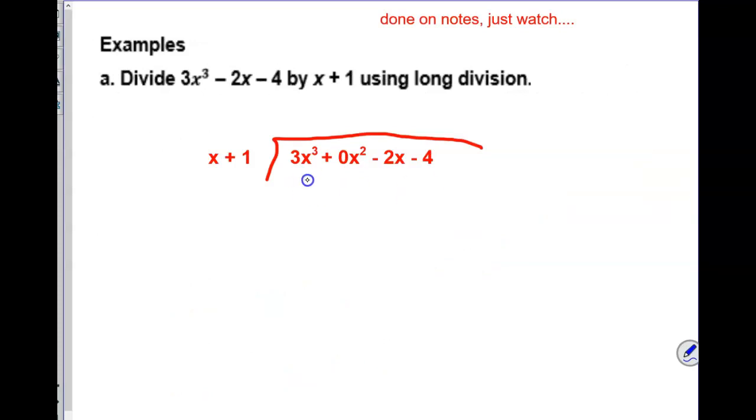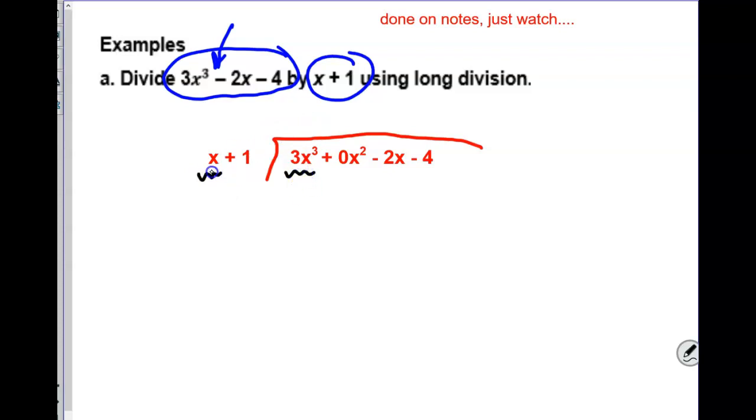All right, here's the example that's done on your page. I think it's already done there, isn't it? Okay, so we're supposed to divide this right here by x plus 1. So the x plus 1 went outside, this mess went on the inside. It was in standard form, except it needed a placeholder for x squareds. Everybody good? All right. This is where students get really confused. You want this to multiply by something to become exactly this.